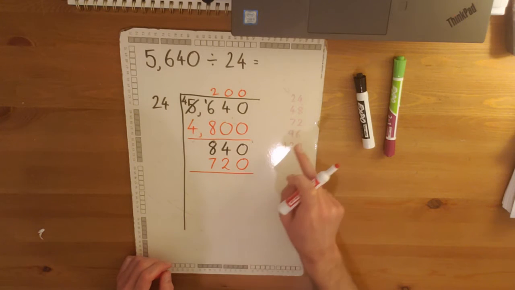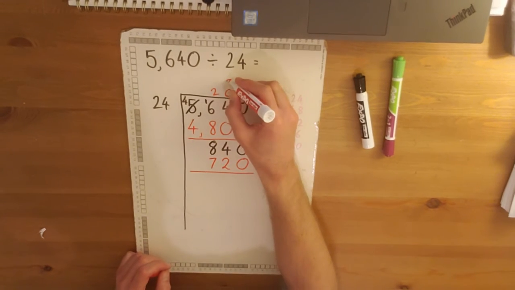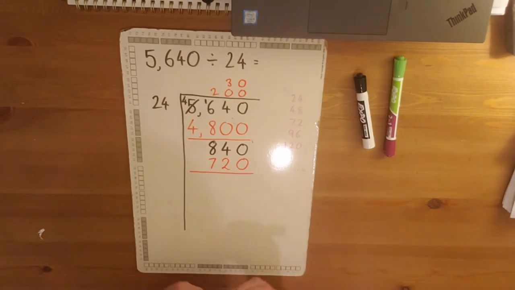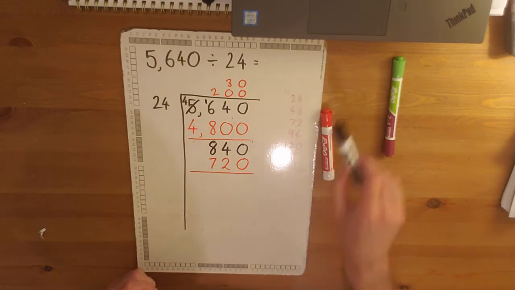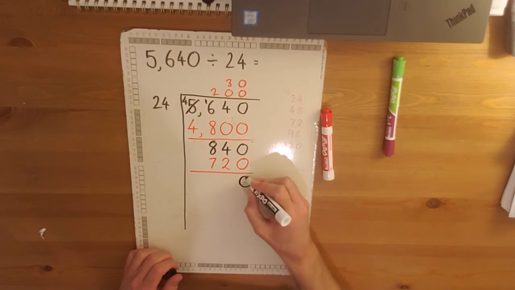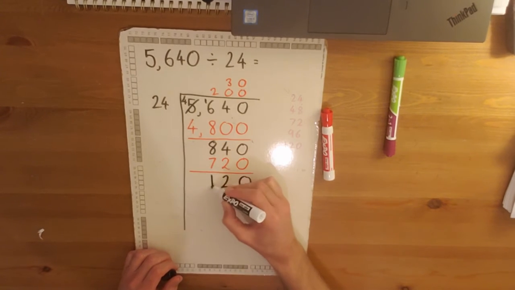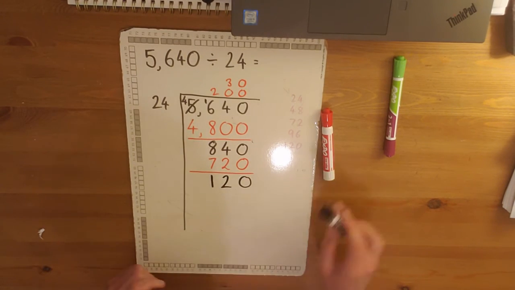And once I've written that, I need to write how many lots of 24 I've taken away. So I'm going to put 30 up here to remind me of that. And then simply, I'm going to take away. So 0 take away 0 is still 0. 4 minus 2 is 2. 8 minus 7 is 1. That leaves me with 120 remaining.